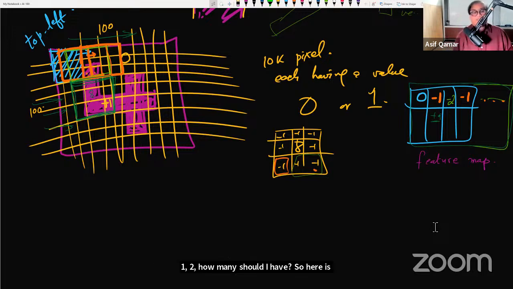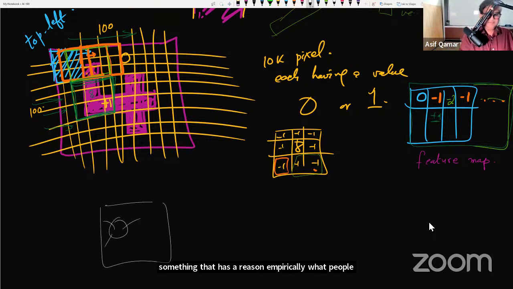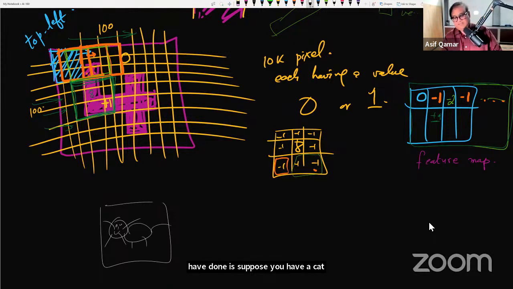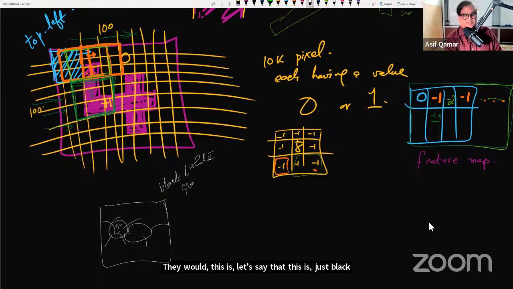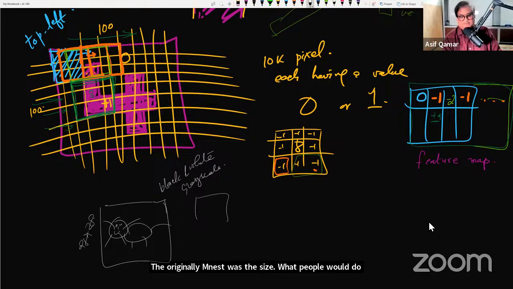So here is something that has arisen empirically. What people have done is, suppose you have a cat. Let's say that this is just black and white, or grayscale is the technical word, a grayscale picture. Right? The original MNIST was this size. What people would do is that they would apply, let's say, a 3x3 filter.